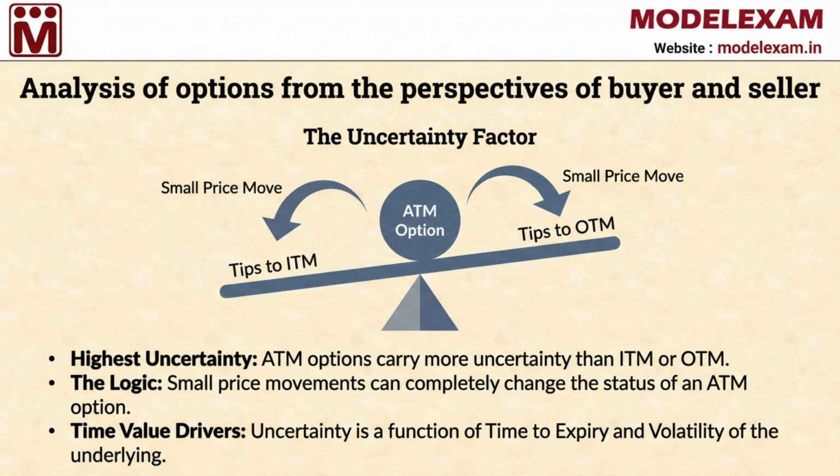At the money options carry the highest uncertainty compared to other types. The logic here is simple. Because the current price is so close to the strike price, even a small price move can completely change the status of an at the money option, tipping it to be either in the money or out of the money. This high uncertainty is driven by how much time is left until expiry and how volatile the underlying asset is, both of which are part of the time value.